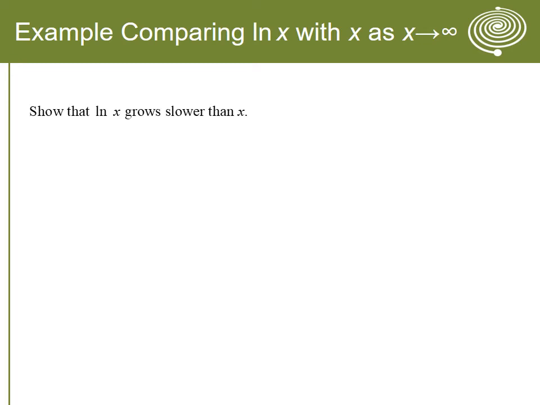Ln of x grows slower than x is exactly the same as x grows faster than ln of x. We can either show the limit of ln x over x as x goes to infinity is 0, or the limit of x over ln x as x goes to infinity is infinity. Let's work on the earlier procedure. Let's see the limit of ln x over x as x goes to infinity.